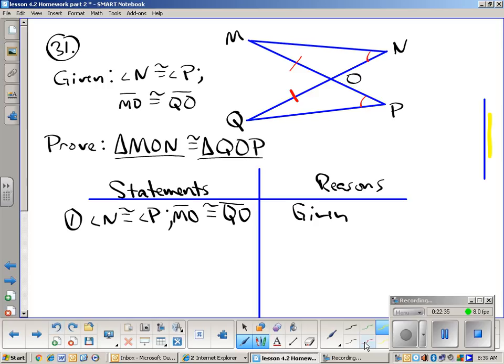So that means then that this angle is equal to the angle below it, vertical angle. So the next statement is going to be that angle MON is congruent to angle QOP because of vertical angles theorem.